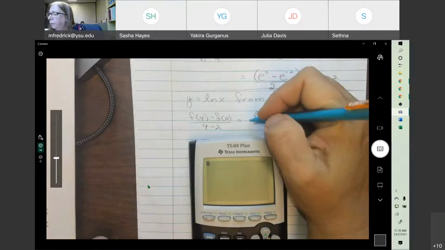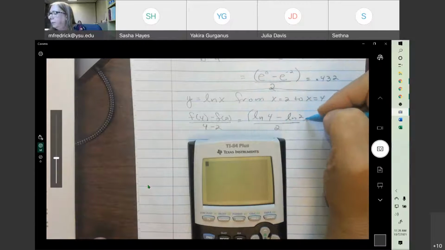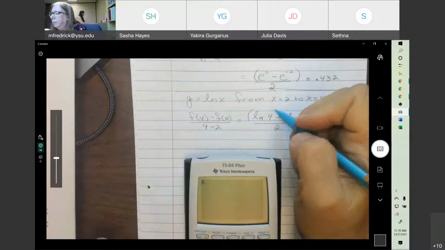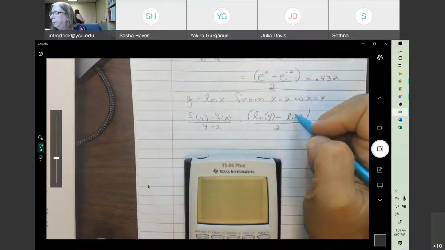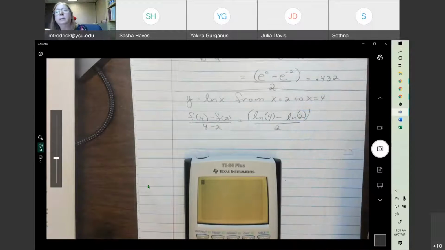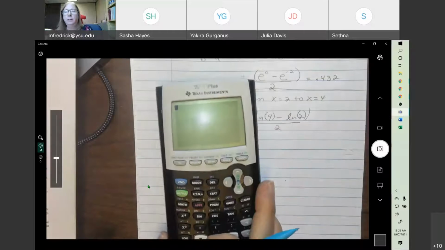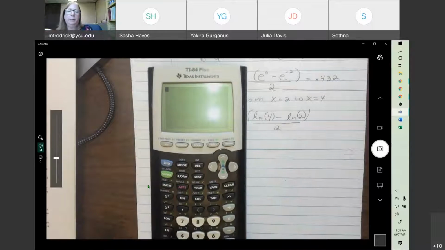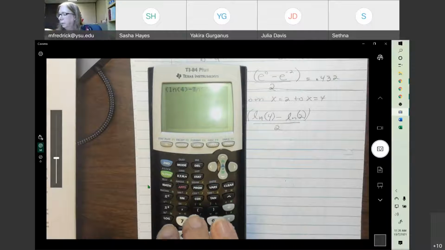Again, if you're going to enter it all at once, you'll have to put parentheses here. And when you hit the ln button, it automatically puts parentheses, so you'll have to remember to close those parentheses. The ln button is the same button as your E, except you don't hit the second button. So I'll put my parenthesis, the natural log of 4 minus natural log of 2.